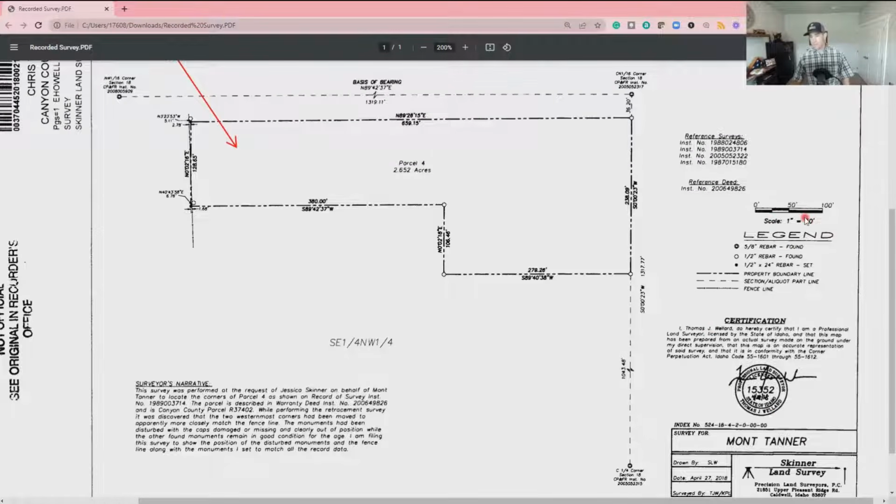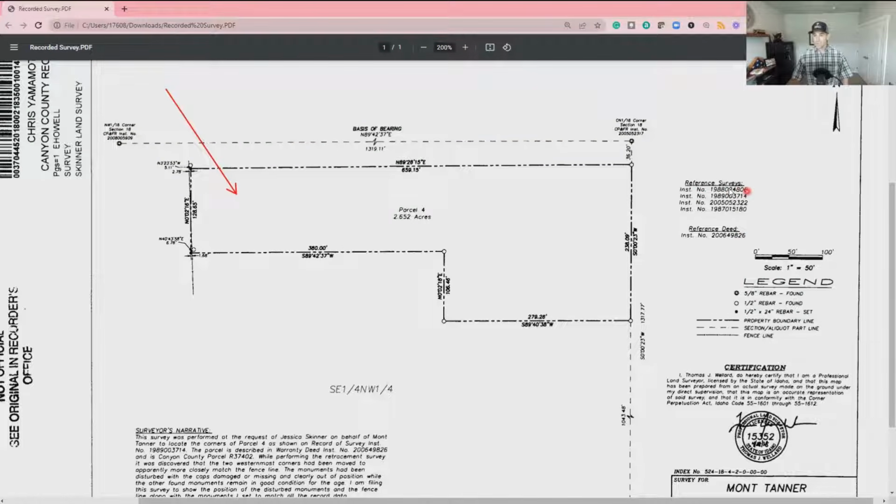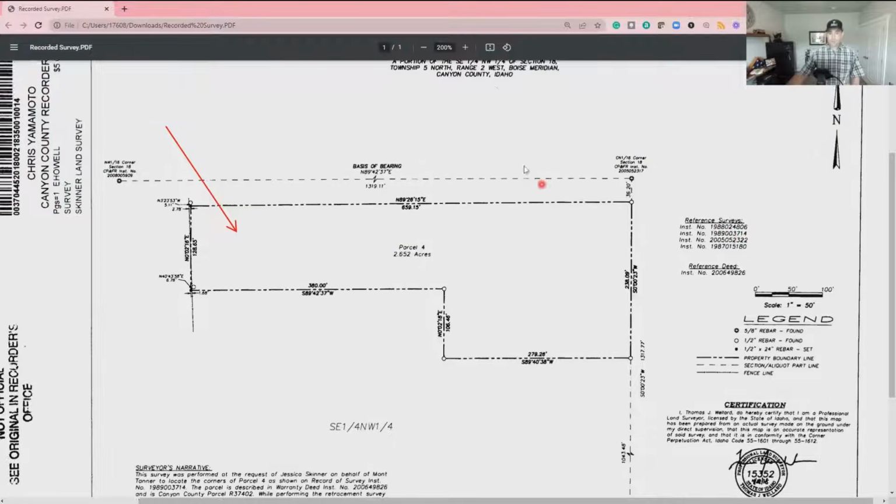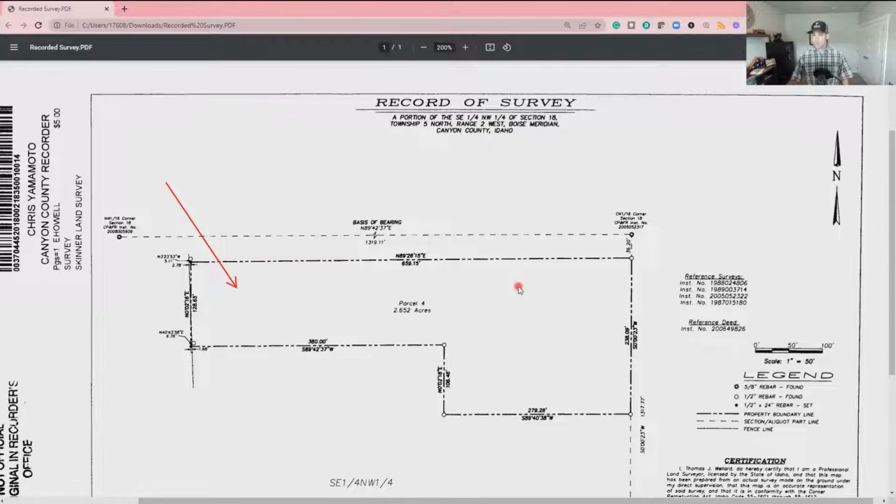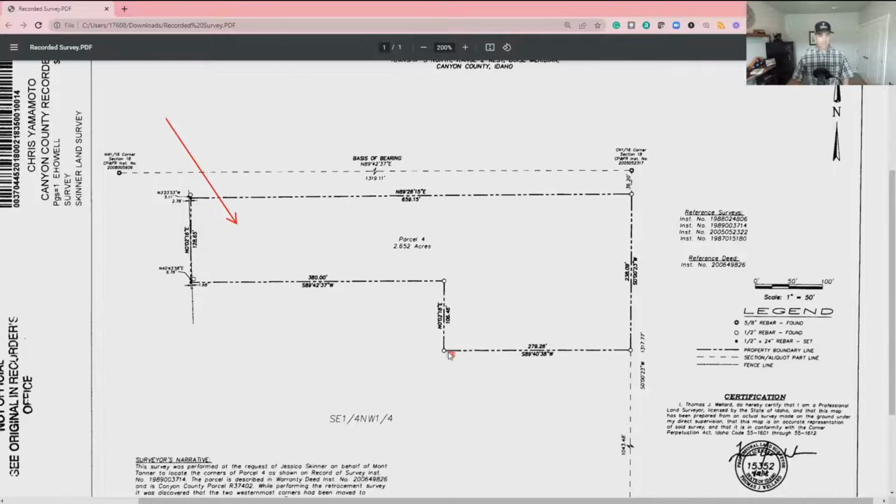We look at the actual scale that's here. You're going to see reference surveys. You're going to see that over here. These are previous surveys that have been done and recorded. This instrument number is actually referencing a document that was recorded, which would be this record survey. It would have an instrument number as well. So I'm going to show you that here in a second.